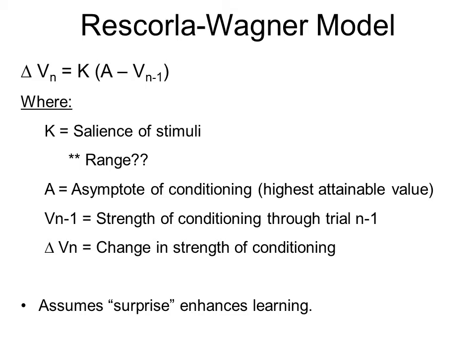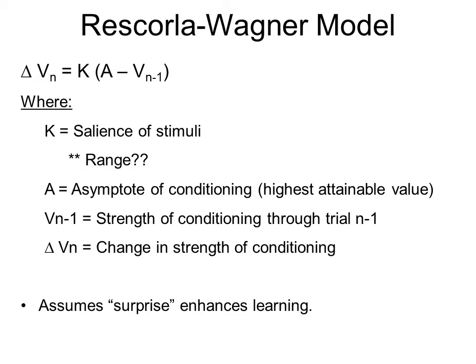Now, in this lecture, I'm going to limit our discussion and limit the examples to demonstrations of acquisition and extinction, but know also that it can handle other phenomena, for example, overshadowing, blocking, and so forth. So it's really quite elegant in its ability to make predictions about a variety of different conditioning phenomena. And so the equation for the Rescorla-Wagner model is depicted there in the upper left-hand corner of the screen. Delta Vn is equal to K times A minus Vn minus 1.